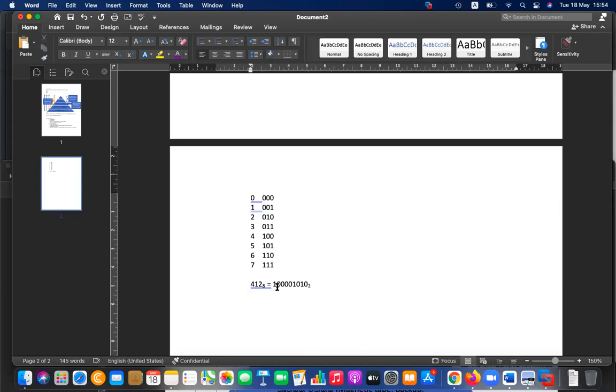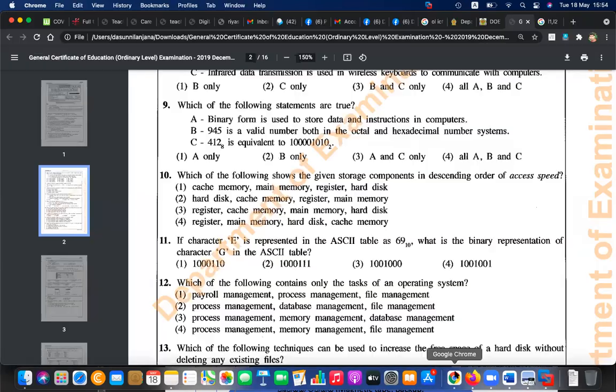So now this is 1 and 4 zeros, 1 0 1 0. Let's go to the paper. 1 and 1 2 3 4 zeros. Yes, 1 0 1 0. That is also correct. So the correct answers are A and C. So the final answer for this is 3, A and C. Okay, the next one you can tell, right? Because we have already discussed.